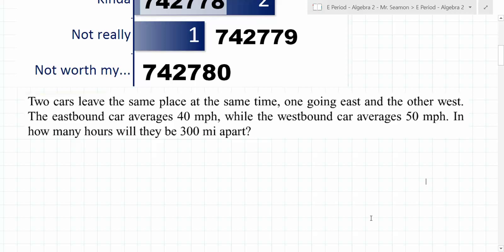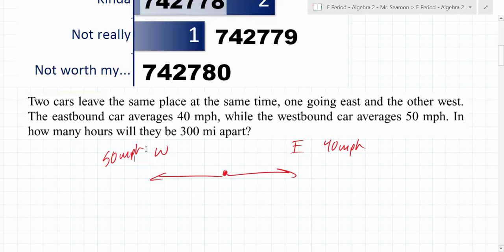Two cars leave the same place at the same time. So if they leave the same place at the same time, we're going to start at the same place. So here they are, starting right here. One's going east and the other's going west. There's your eastbound car and there's your westbound car. The eastbound car is going 40 miles per hour and your westbound car is going 50 miles per hour. So I'm just taking notes as I read this question. And how many hours will they be 300 miles apart?